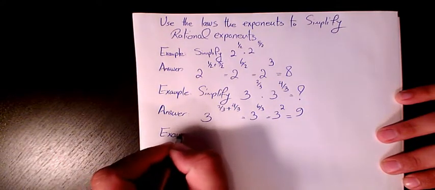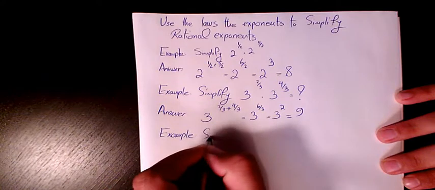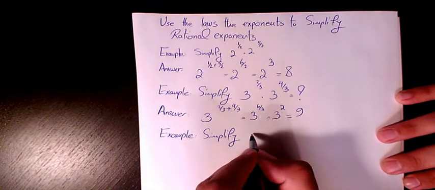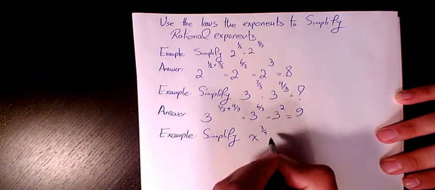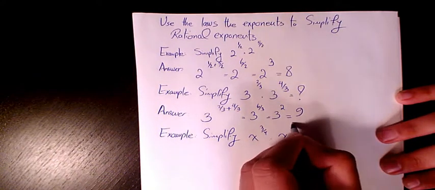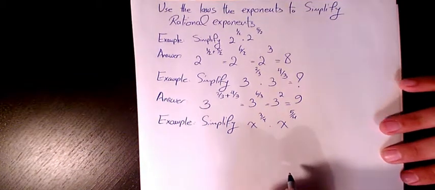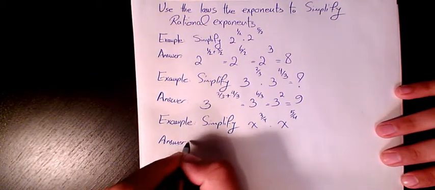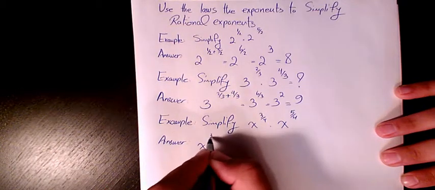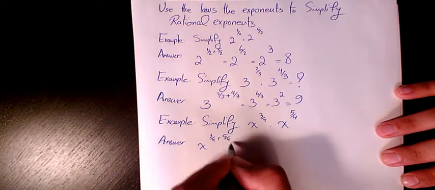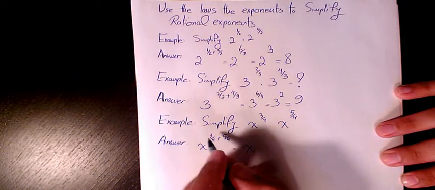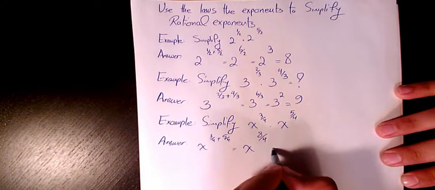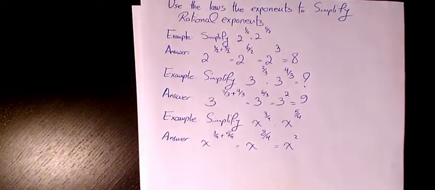Next example, simplify x to the power of 3 over 4 times x to the power of 5 over 4. Answer will be x to the power of 3 over 4 plus 5 over 4. That makes it x to the power of 5 plus 3 is 8, divided by 4, is going to be x squared.